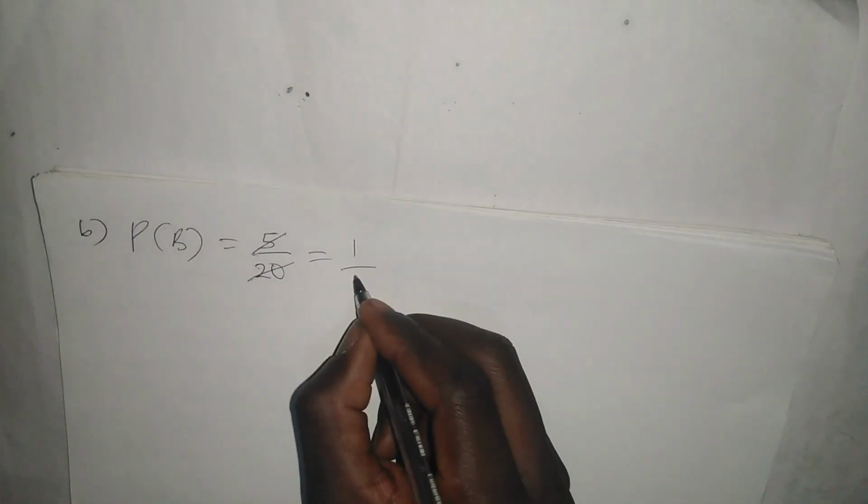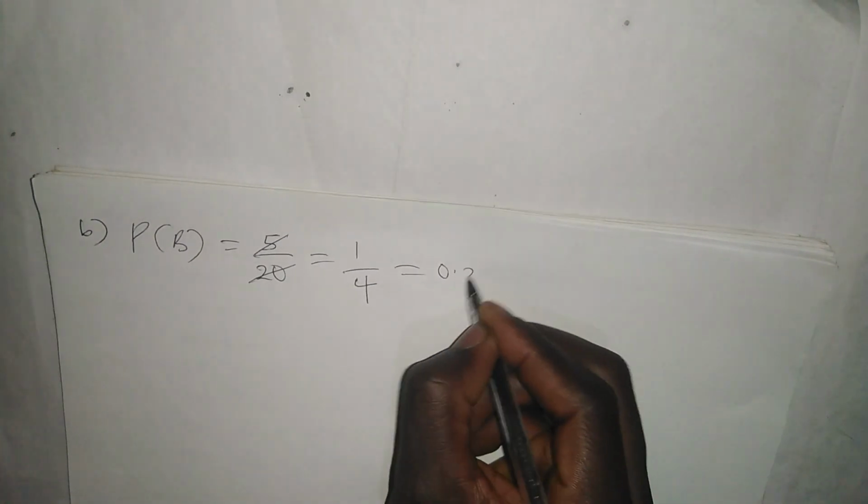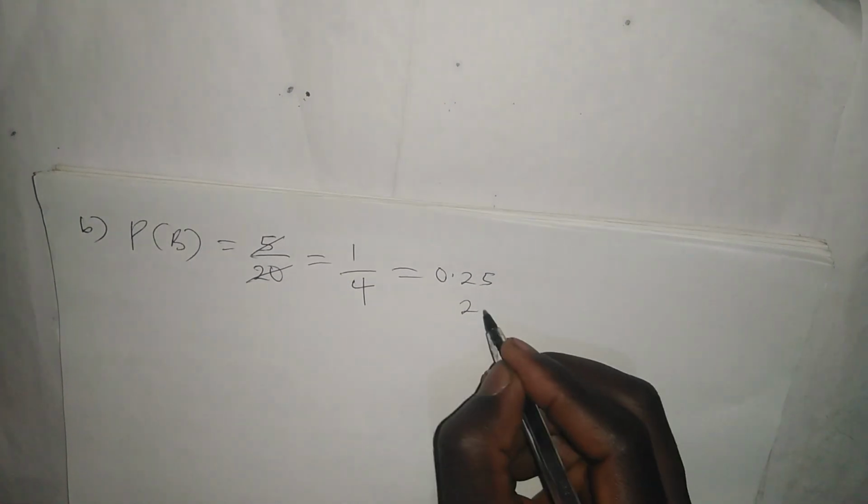So let's say question B. It says, what is the probability of selecting a blue marble? So the probability of selecting a blue marble is equal to 5 blue marbles and a total of 20 marbles in the jar. This is divisible by 5. 5 divided by 5 we have 1. 20 divided by 5 we have 4. 1 divided by 4 we have 0.25. Multiplying this by 100 we have a 25% chance of selecting a blue marble.